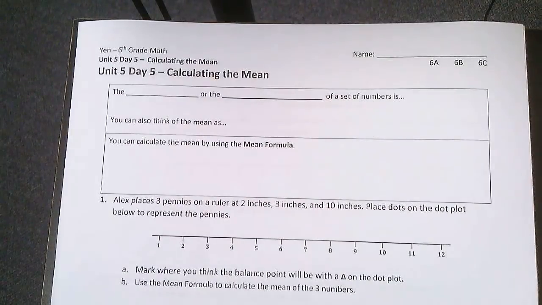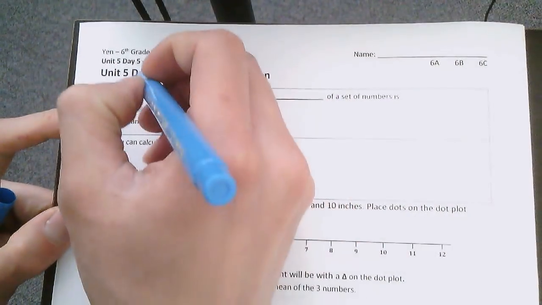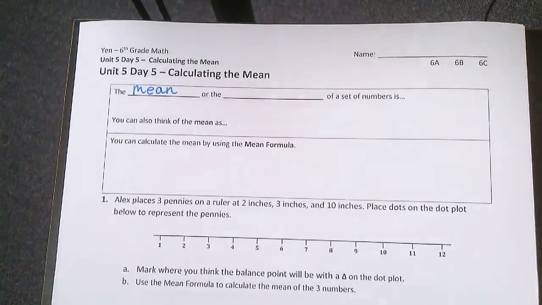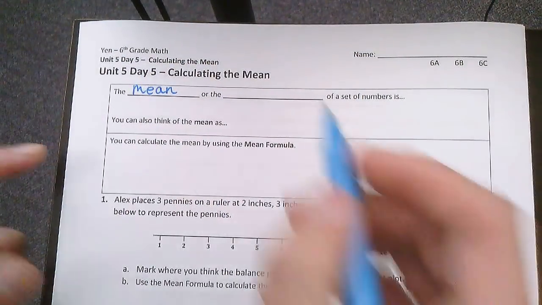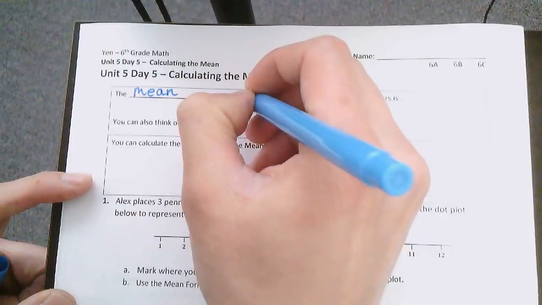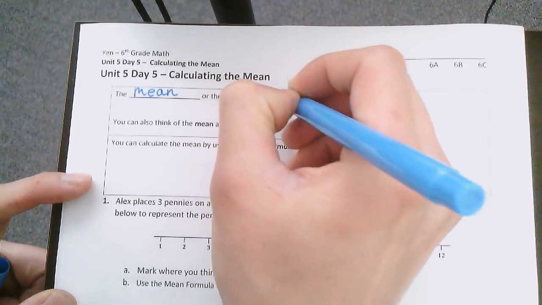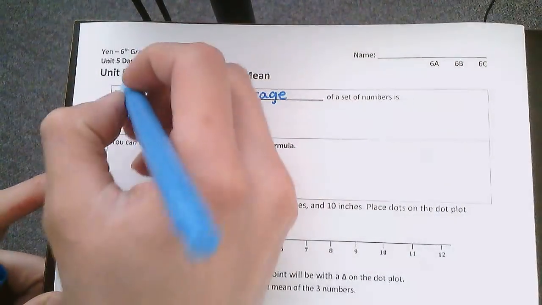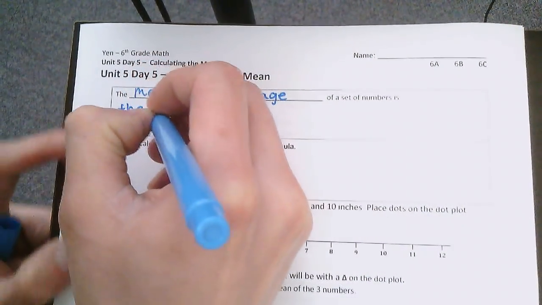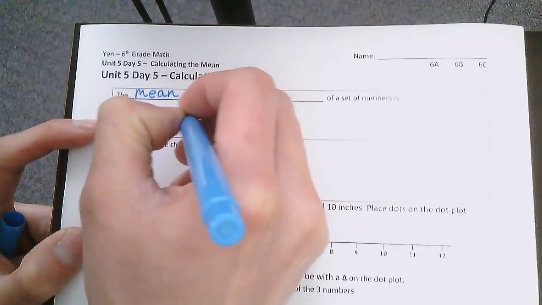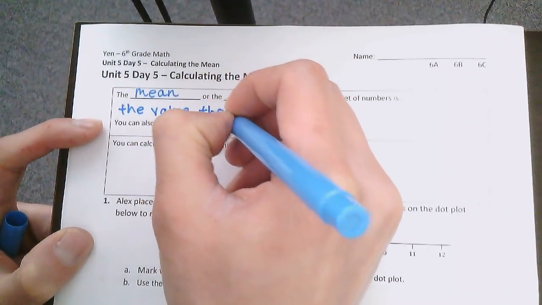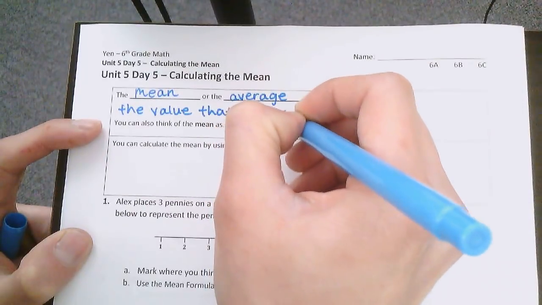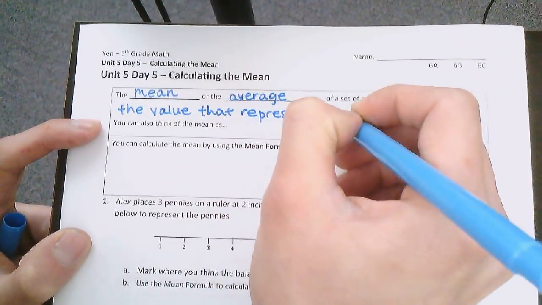What we learned yesterday was that the mean, M-E-A-N, and another way of saying what the mean is in math is the average. So those two things in math mean the same. The mean or the average of a set of numbers is the value. A value is a number. The value that represents the middle.